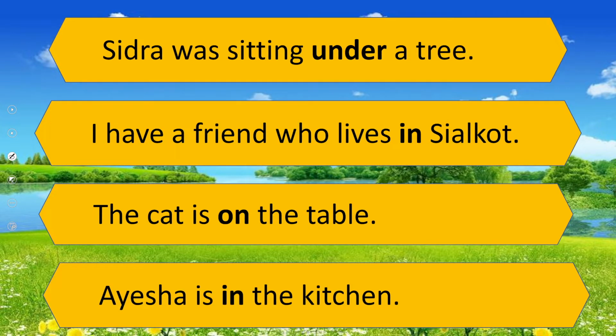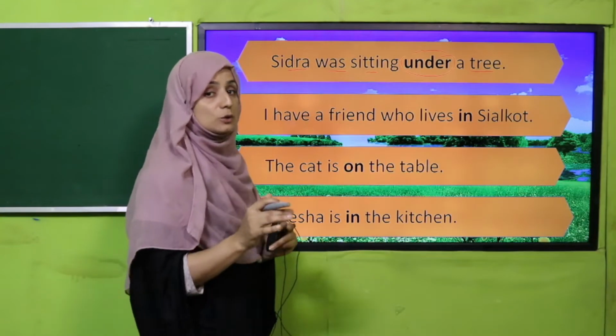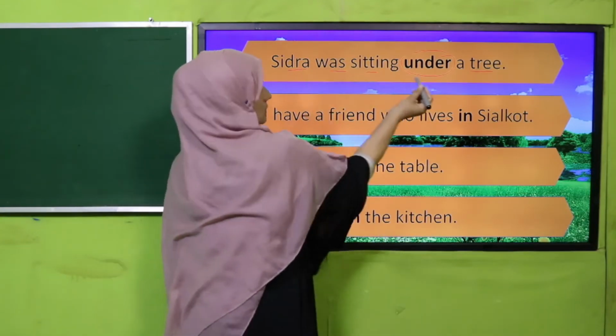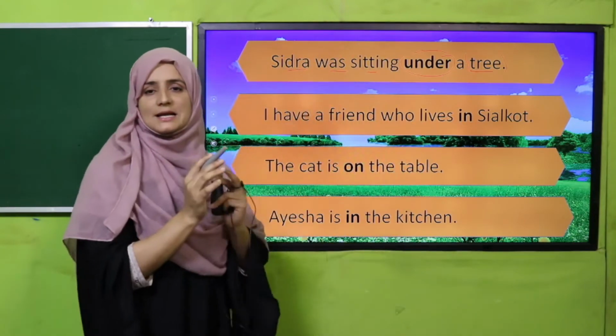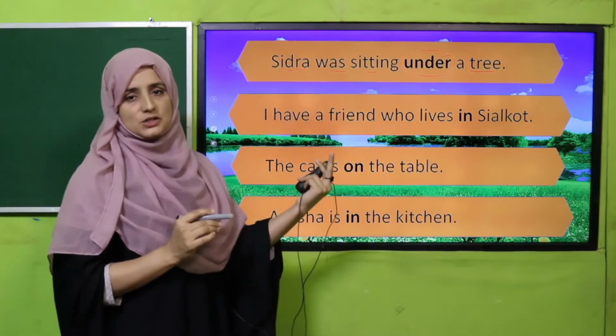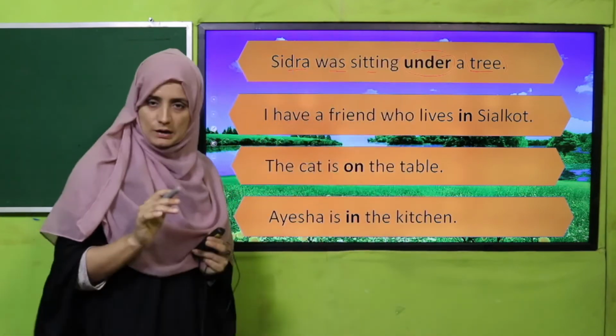few examples are for you, my dear students. Sidra was sitting under a tree. So try to judge in this example, my dear students. Where was Sidra sitting? Sidra was sitting under a tree. Okay, that under is telling us the preposition, the position of Sidra. And where is the other noun? Tree. Also Sidra's relationship with the tree. What is Sidra's relation and position? Under the tree. Okay, have you got it?